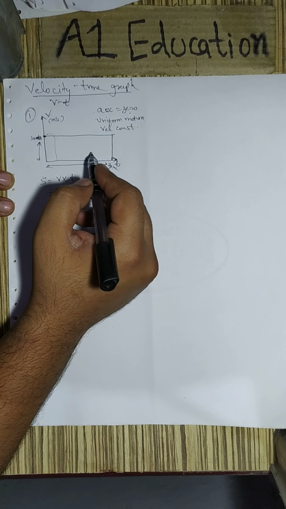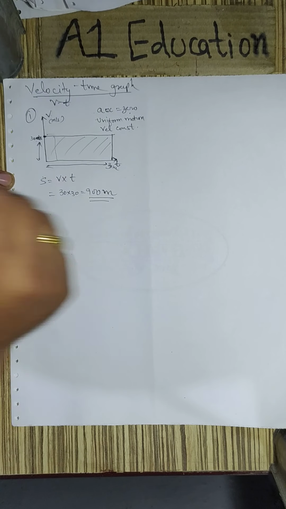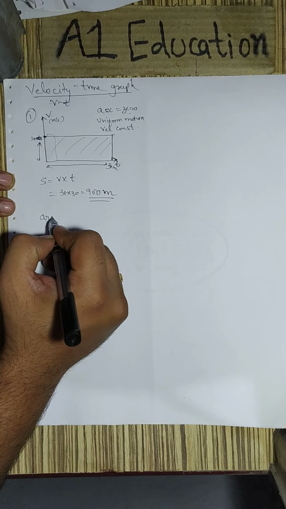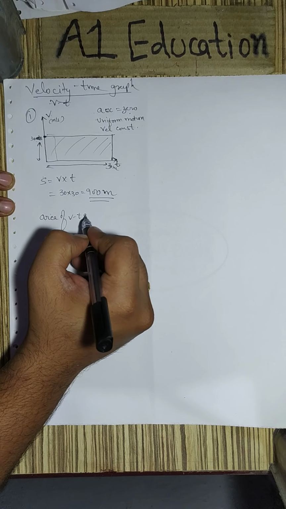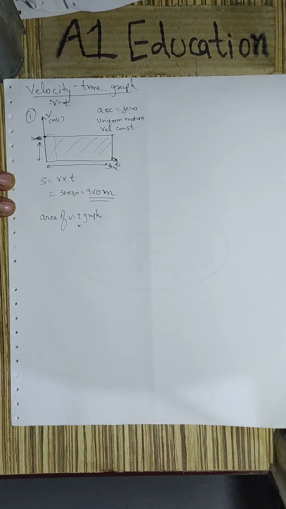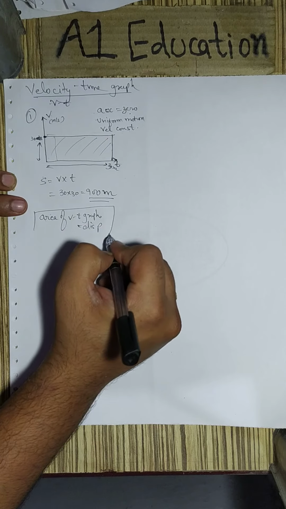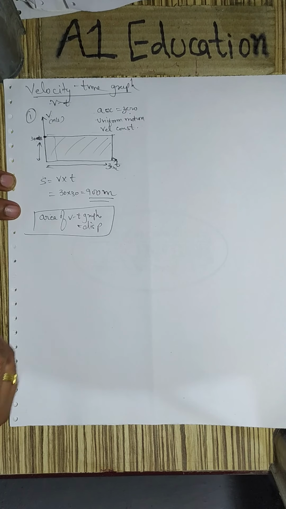We calculated the area of this graph. So the most important conclusion of the velocity time graph is that the area of the VT graph will give us displacement. The first important conclusion of this velocity time graph.